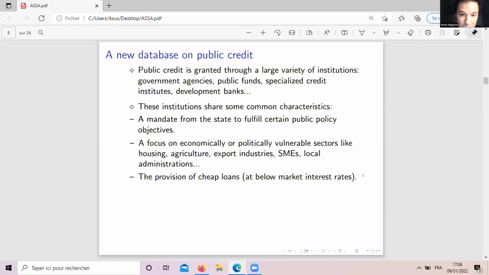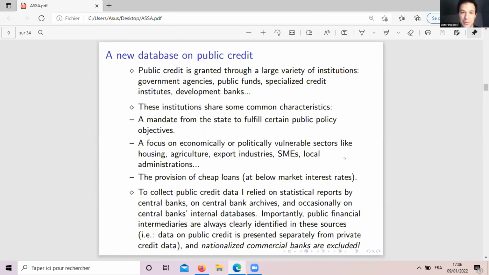And they tend to provide cheap loans. They provide loans at below market interest rates, and these interest rates are also more stable. They tend to be more stable than private rates. I'm going to try to show some details on this. So how did I go about collecting this data? Well, my main data sources are historical statistical reports by central banks, central bank archives, and occasionally internal databases of central banks. So data that was collected by central banks and not shared with the public, and that I managed to access after long and tedious negotiation.